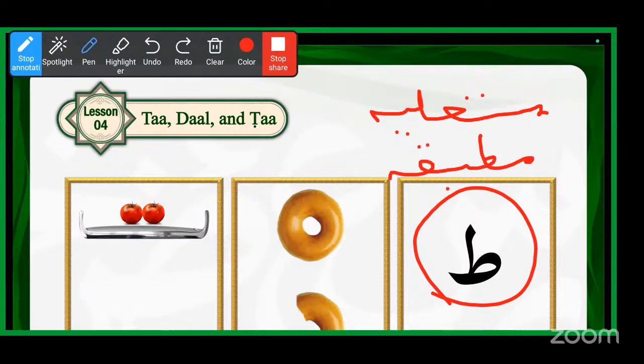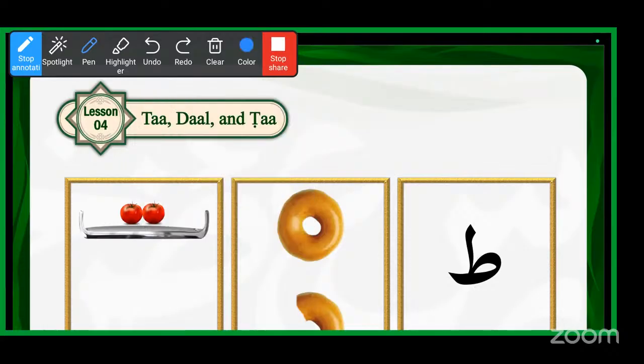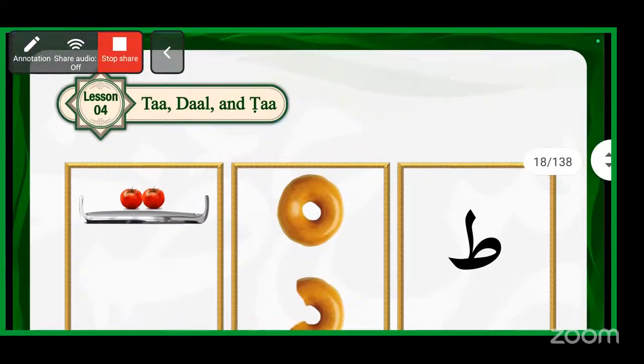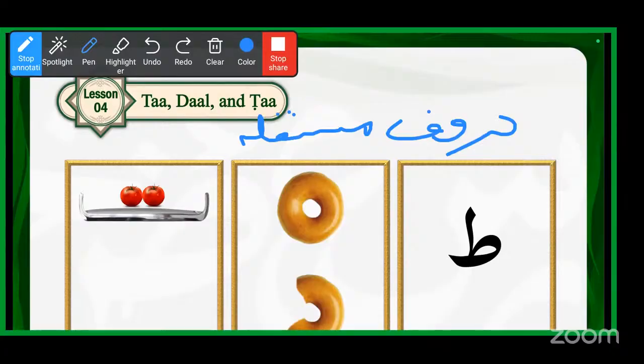What are the other letters called then? These were the musta'li letters, the high letters. So what about the others? They are called huruf mustafila. Mustafila means low letters, so lower, like on the lower palate, not on the upper palate. Which letters are huruf mustafila? All the letters except the 7 huruf musta'liya. And they will be 21. 4 plus 3 is 7. 28 minus 7 is 21 letters.